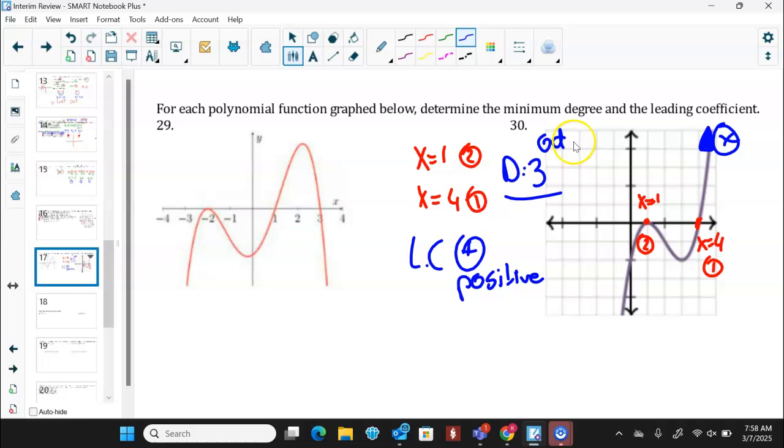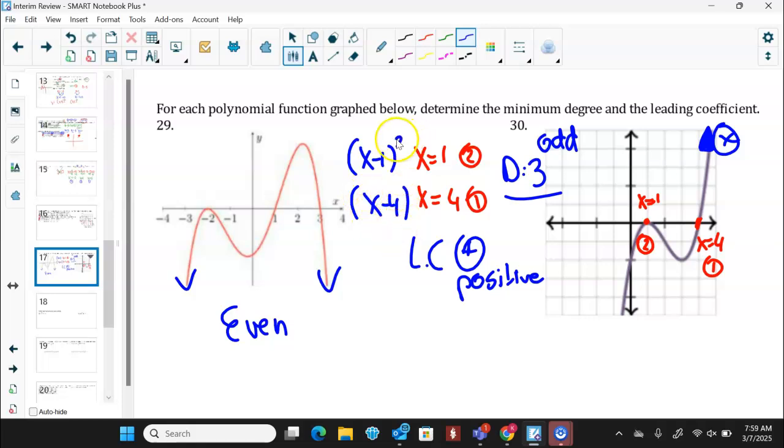This is an odd function. This is an even function with the degree 4. Okay? Now, I would change this to x minus 1 and then x minus 4, and I would add the 2 on the top. So my function would be x minus 1 squared and x minus 4 to the first power. Okay?